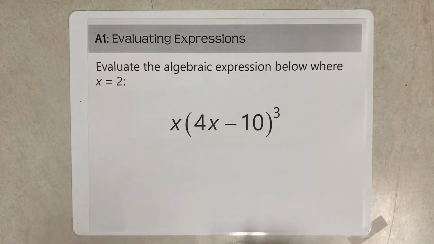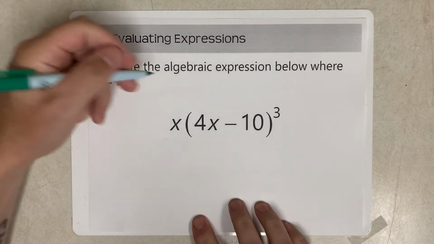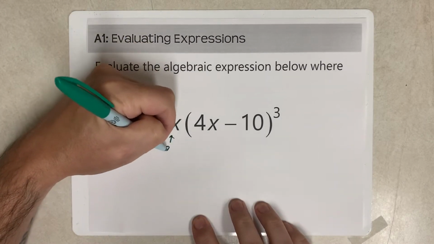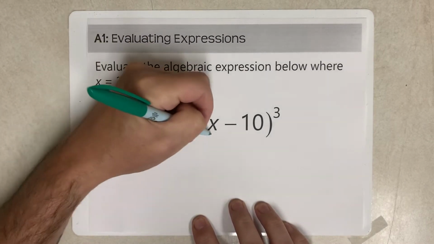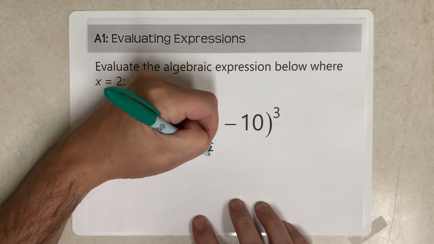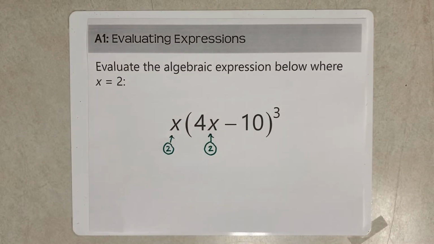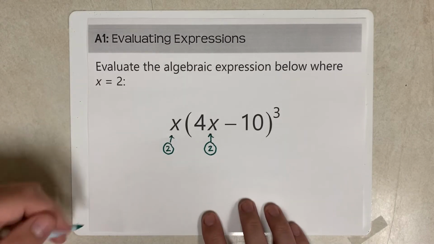All right. Let's take a look at this one right here. This one says, evaluate the algebraic expression below where x is equal to 2. So what if x is 2? What it means is, if x is 2 to evaluate, you basically plug in a 2 wherever you see x, here and here. After you plug those 2's in, you go ahead and simplify it. So let's see what that's going to look like.